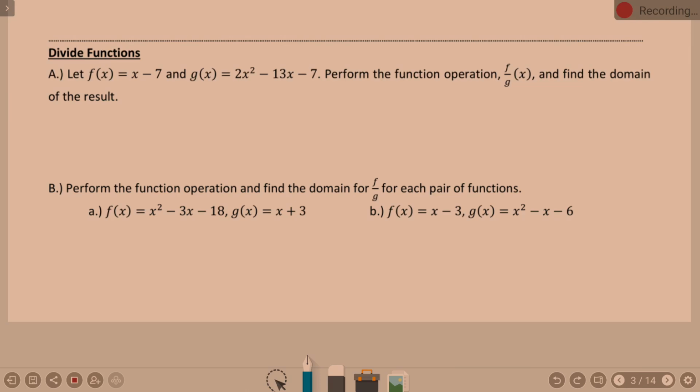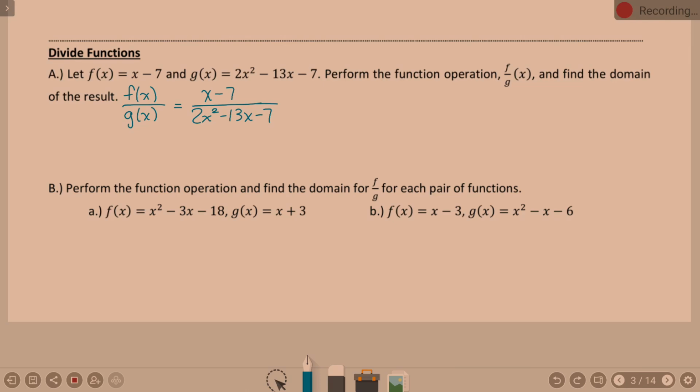Basically, they're asking us to look at f of x over g of x. What's that mean we put on top? F of x, which is x minus 7. What's it mean we put on bottom? 2x squared minus 13x minus 7. Okay.